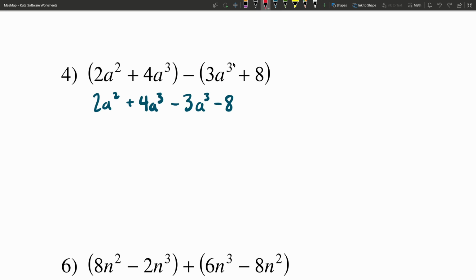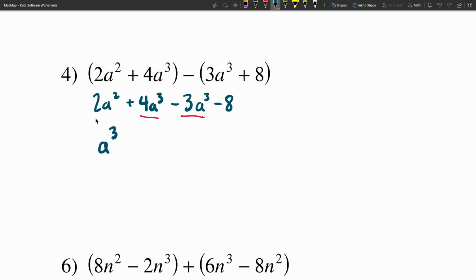Combining my like terms, the highest degree is 3, and I have a cubed 2 separate times in my expression. I have it here and here. So a 4a cubed minus a 3a cubed is just 1a cubed, which results in a cubed.